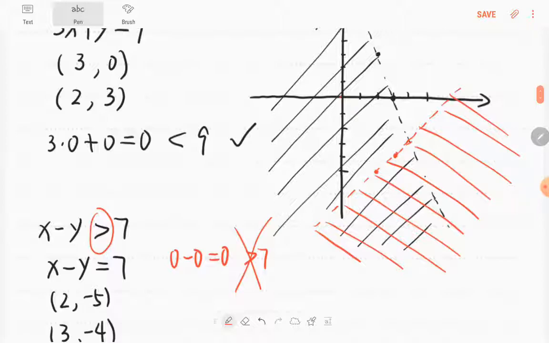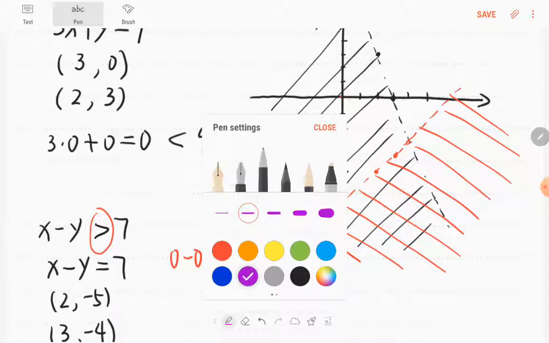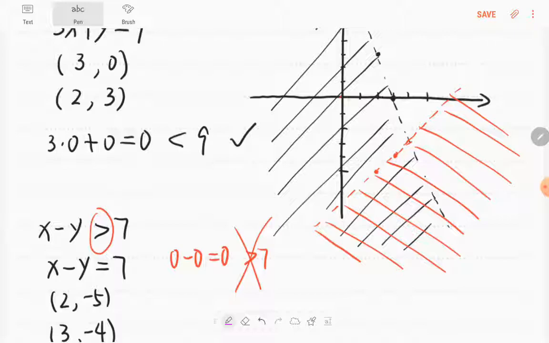Right? So can you see the common region? This would be the common region. I use another color to help you locate it. So this would be the common region, right? So this is the boundary.